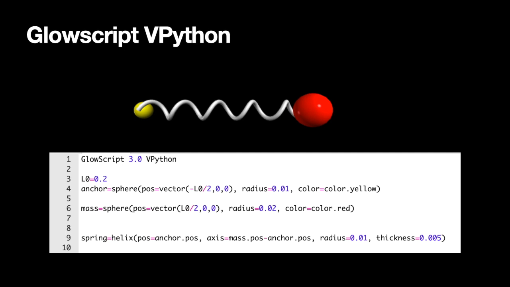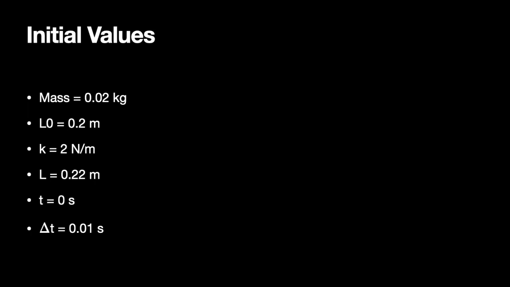Okay, I need one more thing. What are my initial values for this? Because if I calculate the updated momentum, I need to know what the initial momentum was. So let's start with a mass of 0.02 kilograms. I already said the natural length, the unstretched length of 0.2 meters. The spring constant 2 newtons per meter. L is the initial position. So I'm going to have it stretched 2 centimeters.